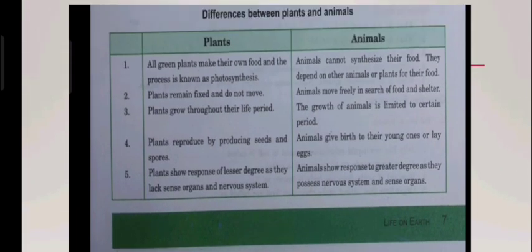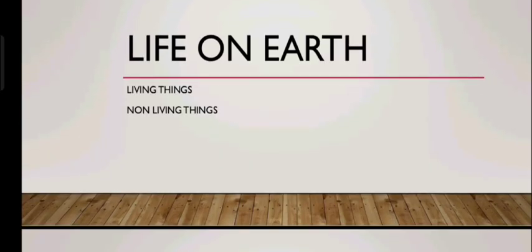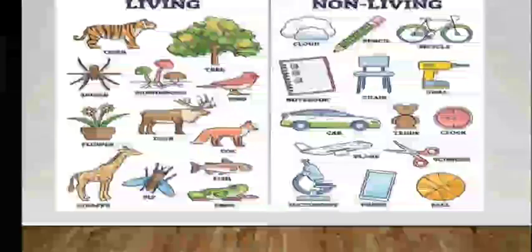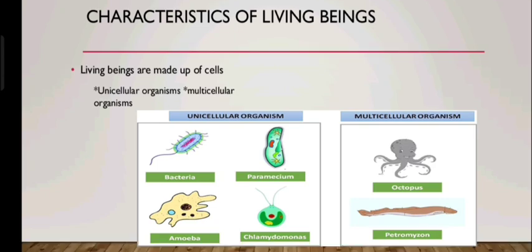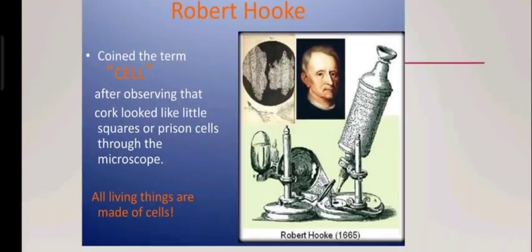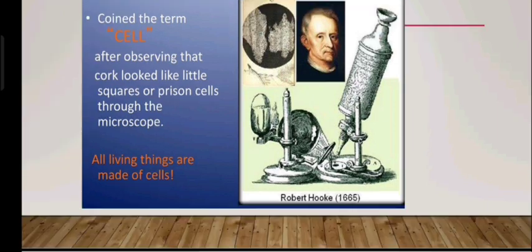So shall we recall what we have learnt in this session? First we learnt the definition of plants, the definition of living and non-living things, and the examples. Next, the characteristics of living beings. Living beings are made up of cells. Here you can see the plant cell and animal cell. We also learnt who coined the term cell: Robert Hooke in 1665.